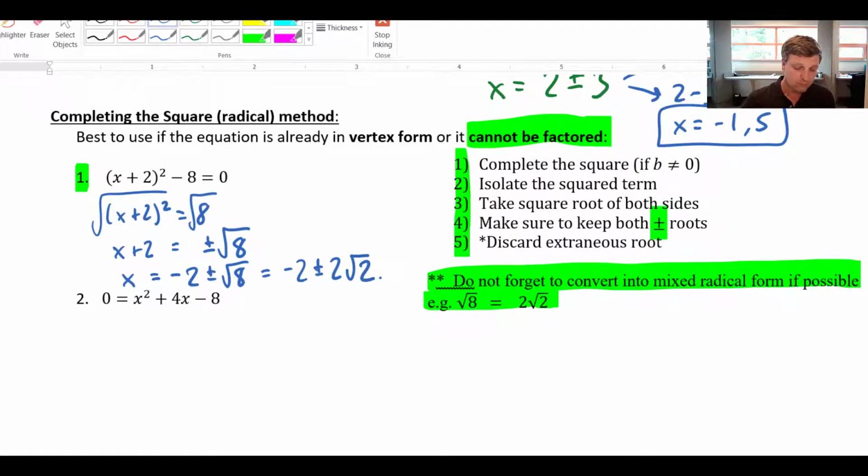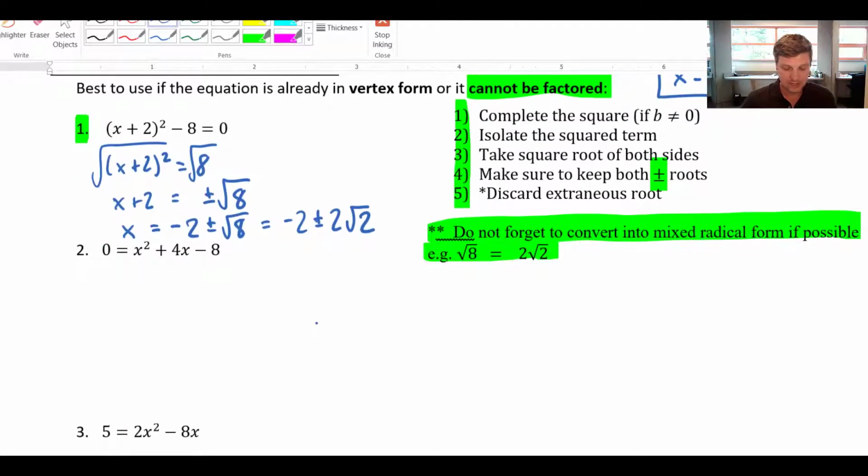Okay, so let's look at this next one here. I've got x squared plus 4x minus 8. I can't think easily of any factors that are going to multiply to negative 8 that are going to add to positive 4. So since I can't factor it, I'm going to go ahead and complete the square on this term here. So I've got x squared plus 4x. And I would need to add here half of that number squared. Half is 2, squared again is 4. So I'm going to add 4 there.